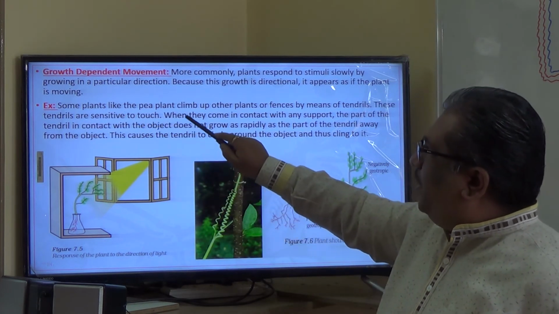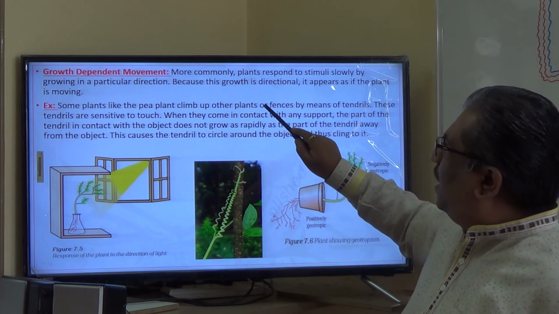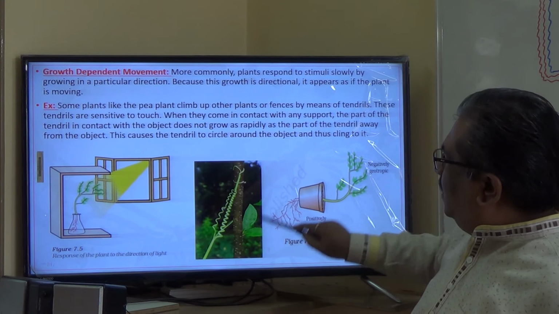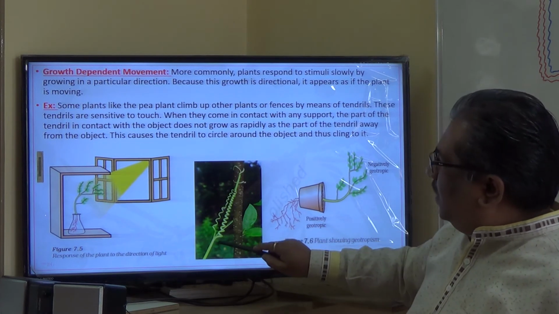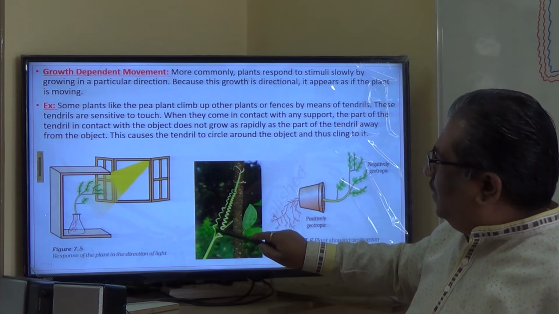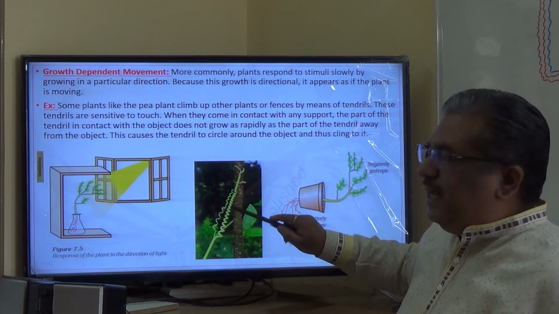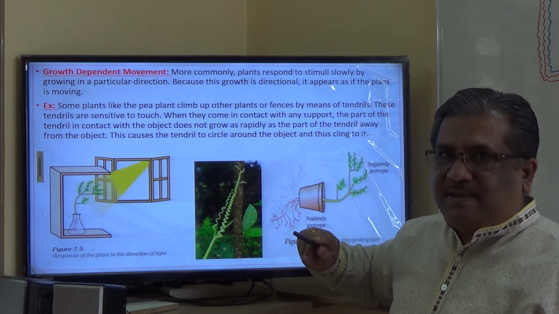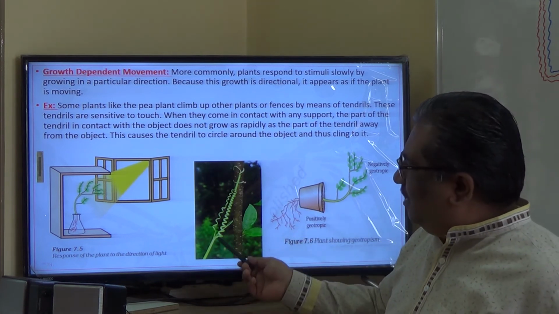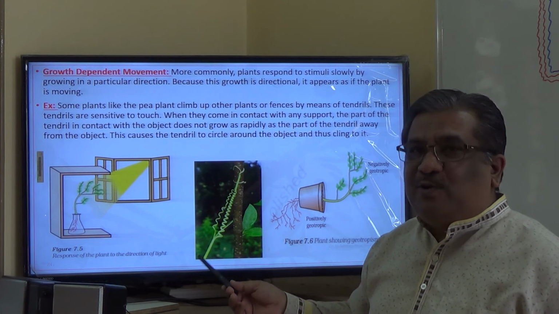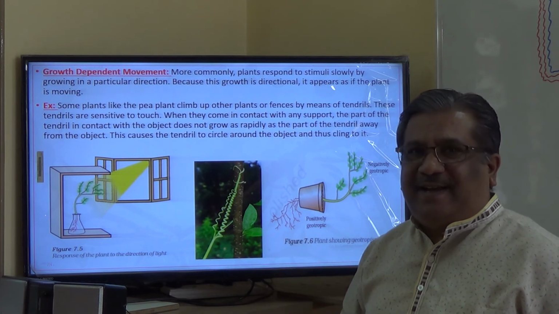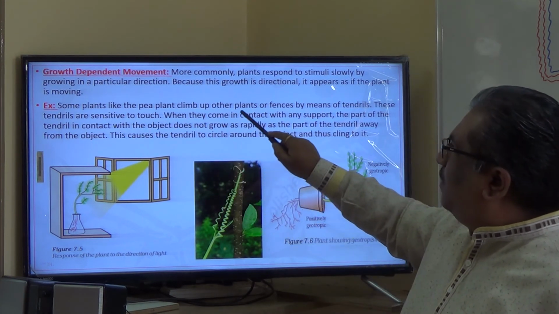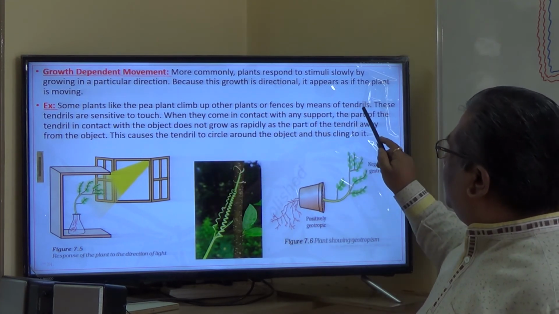Some plants like pea plant climb up other plants or fences by means of tendrils. Here you can see this is not a pea plant, but definitely an example to show that how the tendrils cling to the supports or climb up the supports, isn't it? Who taught the tendril to find this support and climb up on it? Who taught it? Isn't it? So some plants like pea plant climb up to the other plants or fences by means of tendrils.